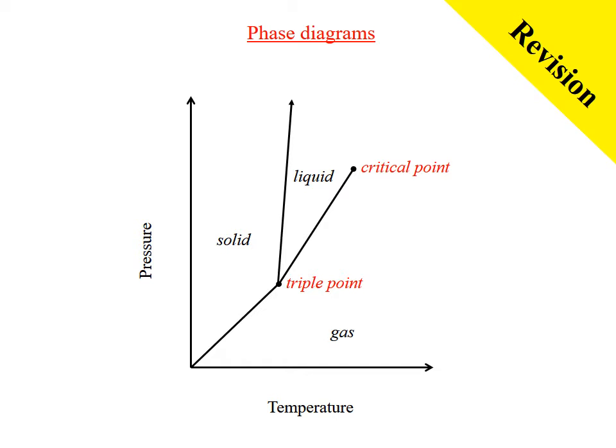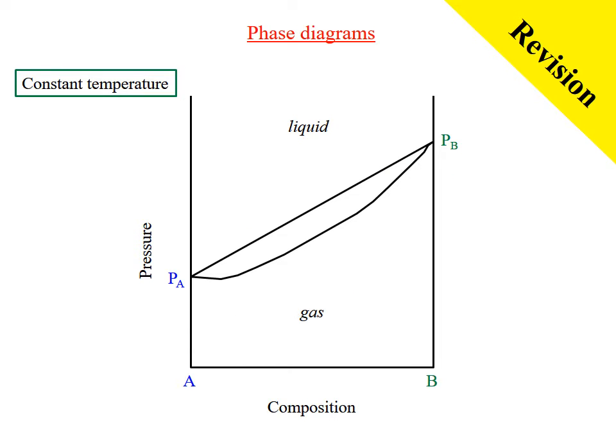Now, a phase diagram like this is valid at a fixed or specific constant composition. We need to specify that because composition is another variable in phase diagrams. Here's a phase diagram in which composition varies. It's composition moving from a pure compound A to a pure compound B as a function of pressure.